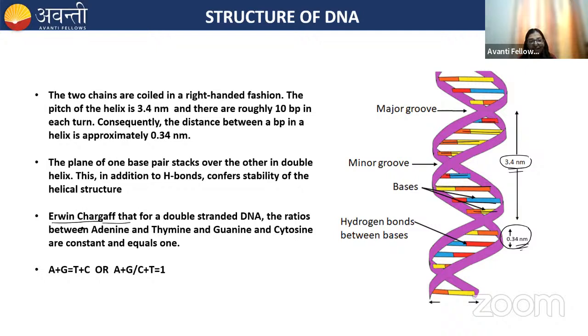Next one is the Erwin Chargaff rule. Chargaff said that the proportion of adenine will be equal to the proportion of thymine, and the proportion of guanine will be equal to the proportion of cytosine. So the ratio between adenine, thymine, guanine, and cytosine is constant and equal to 1. For example, here you can see adenine and guanine are purines, thymine and cytosine are pyrimidines. So the proportion of purine is equal to the proportion of pyrimidine. That is why we get uniformity in the distance between the 2 strands of the DNA.